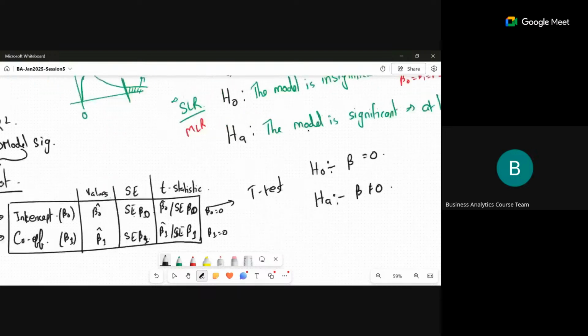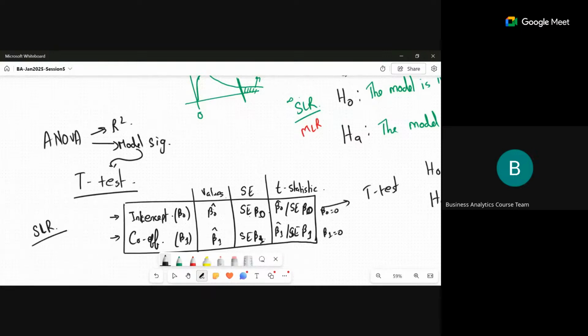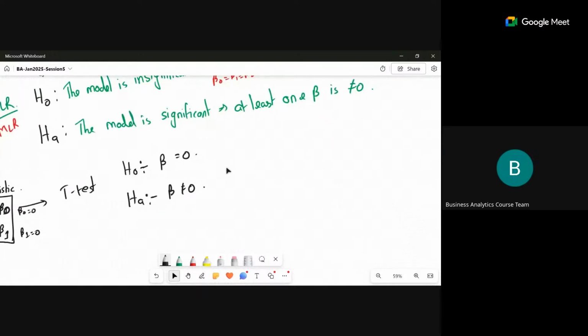So what happens in the F test, when you look at model significance, here you take beta 0, beta 1 equal to 0. You check for both. Even if one of them is not 0, the model will become significant. Now you come down and check for each of the betas, whether beta 0 is 0, whether beta 1 is 0. You do an individual t-test for each of them, and then you see which betas are significant. So that will be your H0.